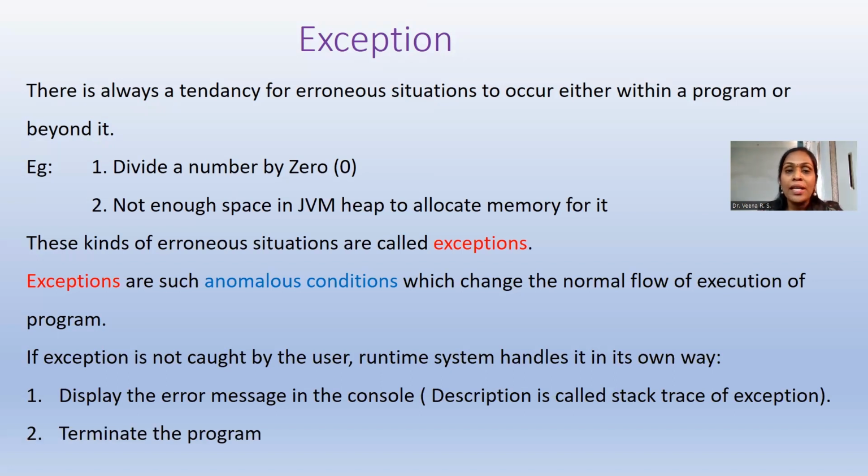Suppose you have written a program which is absolutely error-free, you execute it, and you are trying to divide a number by zero, which is an erroneous situation or anomalous condition. That means there is an exception in the given program. As you have not caught this exception, the runtime system will handle it in its own way. It will display the respective error message, the stack trace of the exception, and terminate the program there itself.